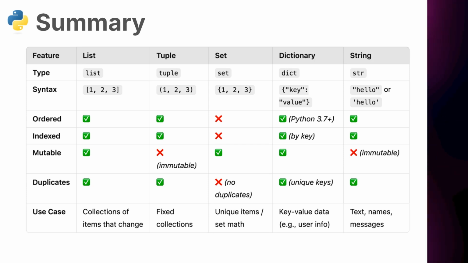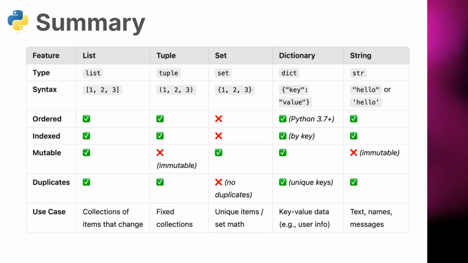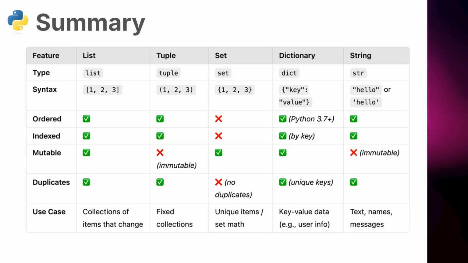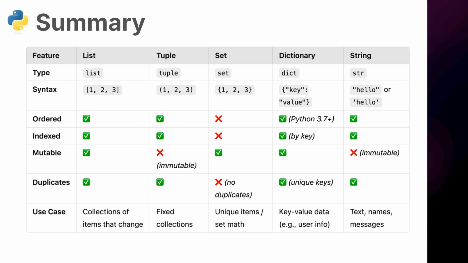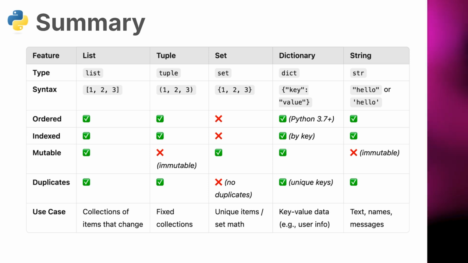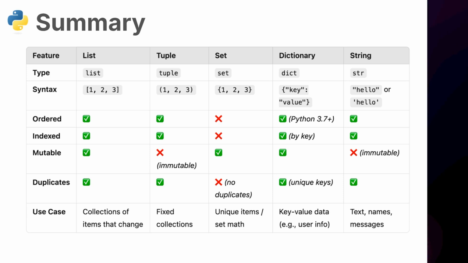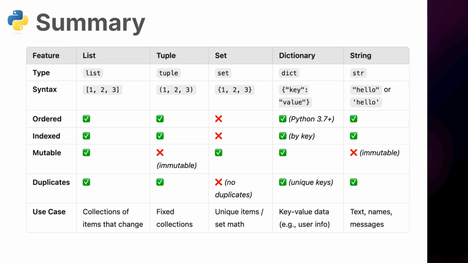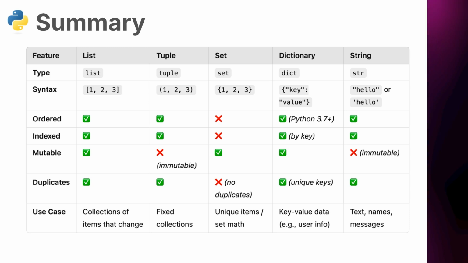About indexed. List, tuple, and string support indexing by position. Dictionary is indexed by keys. Set does not support indexing. Next, mutable. List, set, and dictionary can be changed after creation. Tuple and string cannot be changed after creation. Next, duplicates. List, tuple, dictionary, and string allow duplicate values. In the case of dictionary, it allows duplicate values only. The key needs to be unique.